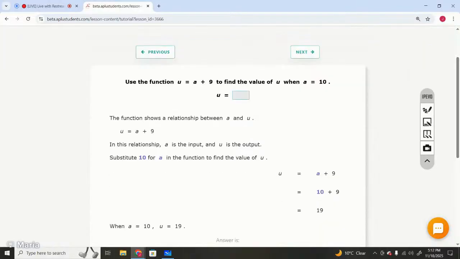Use the function u equals a plus 9 to find the value of u when a equals 10. So basically we are given the function that is u equals a plus 9. You are given the value of a, you need to replace the variable with the value, and then calculate the value of the variable u. A equals 10, 10 plus 9 equals 19, so u equals 19.